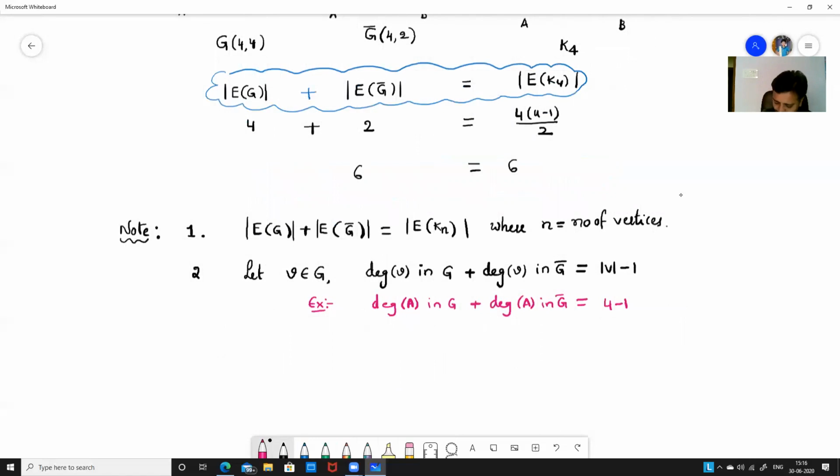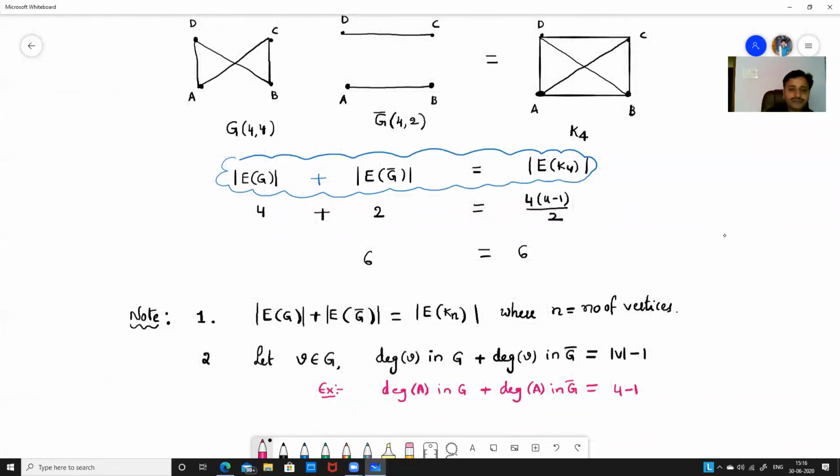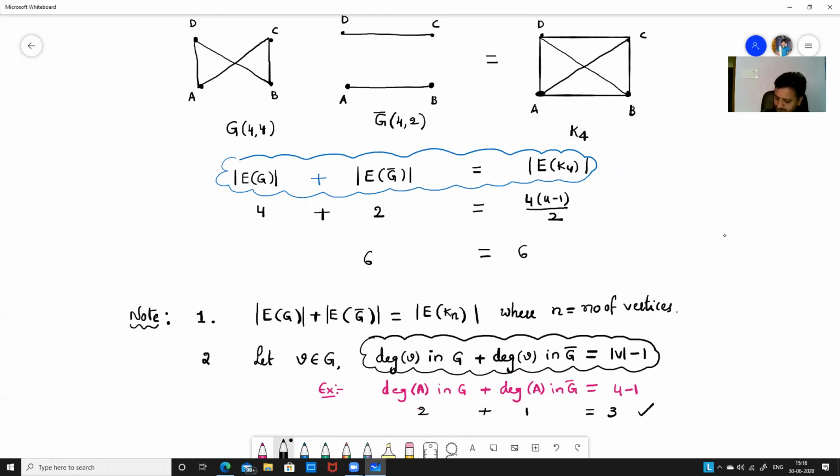What is the degree of A in G? Obviously, the degree of A in G is 2. Plus the degree of A in G bar, which is equal to 1, which equals 4 minus 1, that is 3. Exactly satisfied or not? Yes. Therefore, the second result is also a most important result: the degree of V in G plus the degree of V in G bar must be equal to the number of vertices minus 1. This is the second important point.